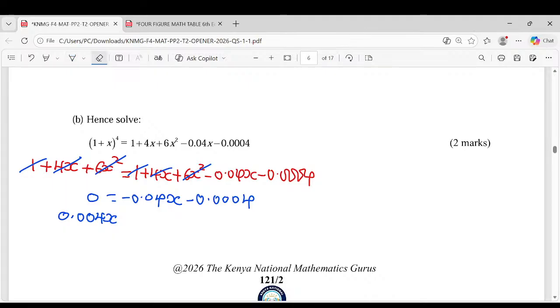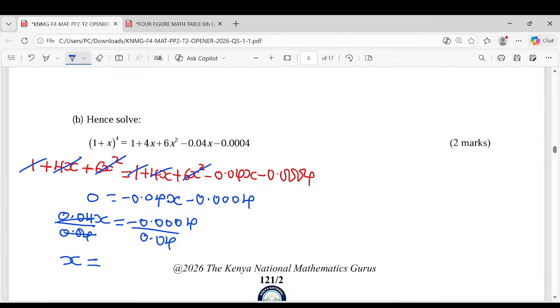Let us see. 0.04x is equal to negative 0.0004. To get x, you divide here by 0.04. You also divide here by 0.04. This one and this goes. So what will be the value of x?